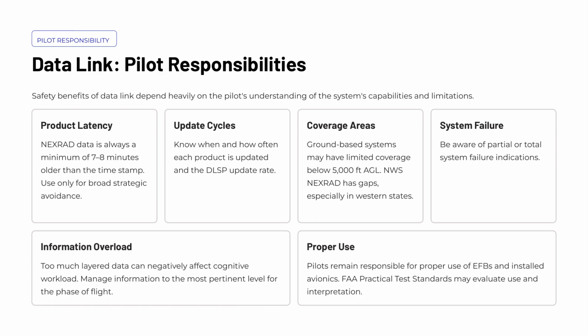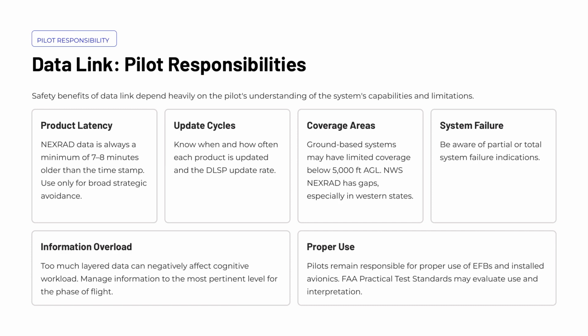Start with product latency. NEXRAD imagery displayed in the cockpit is always a minimum of 7 to 8 minutes older than the timestamp shown on screen. That means the actual weather you are looking at could be significantly different from what the radar captured. Use this data for broad strategic avoidance only, never for maneuvering in close proximity to convective activity.